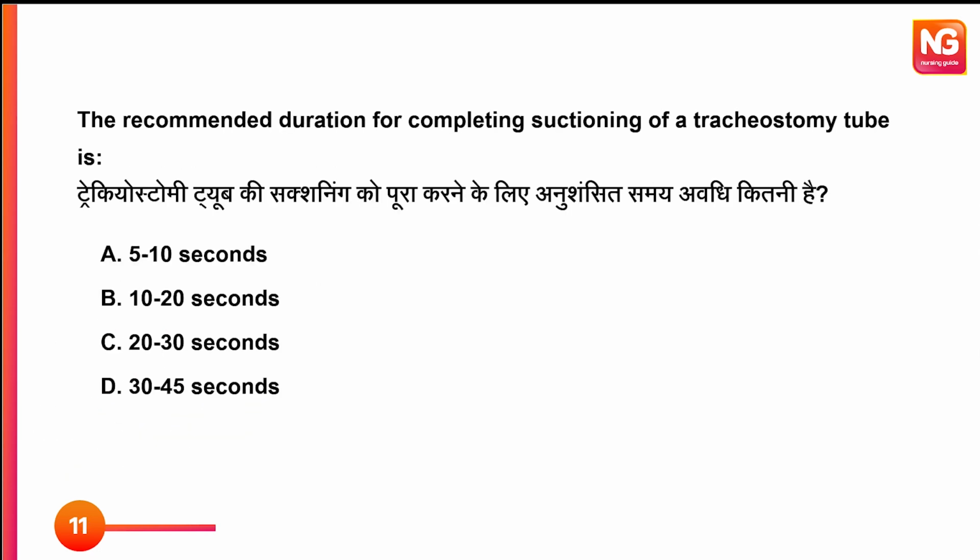Next, the recommended duration for completing suctioning of a tracheostomy tube is option A 5 to 10 seconds, option B 10 to 20 seconds, option C 20 to 30 seconds, and option D 30 to 45 seconds. The correct answer is option B 10 to 20 seconds. The recommended duration for completing suction of the tracheostomy tube is 10 to 20 seconds.